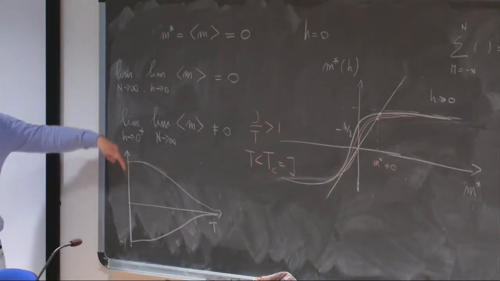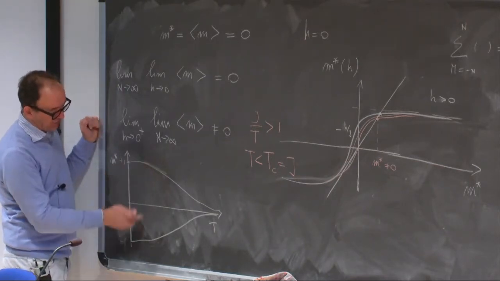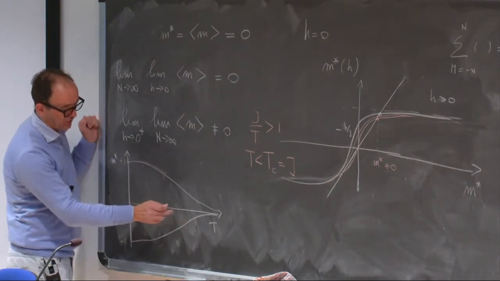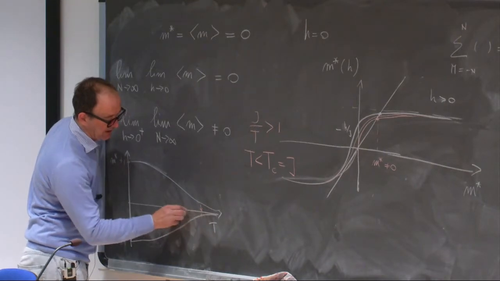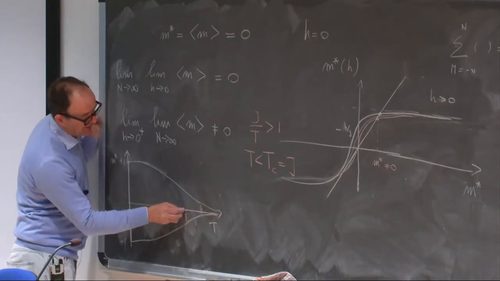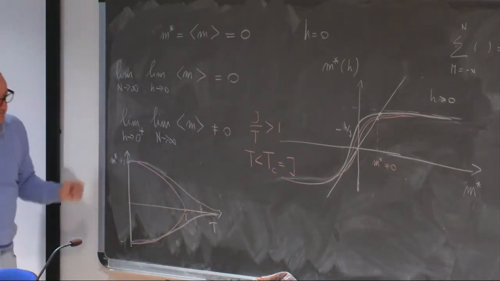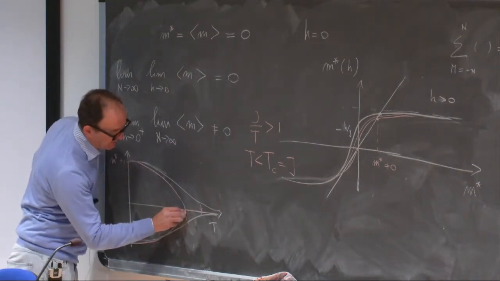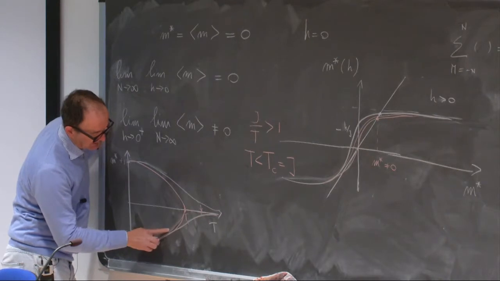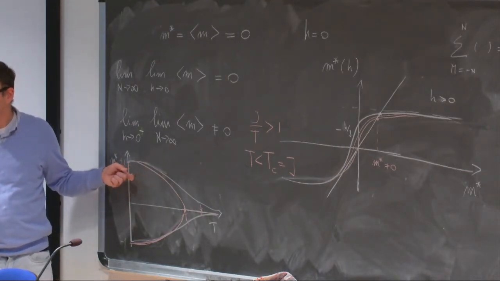But if you take the limit when h goes to 0, if you decrease h, then this branch will not converge to 0. So this will converge to 0 above a certain Tc. But the limit of this curve will not be 0. It will be something like this. Okay? And this is what comes out of solving that equation, taking the limit in this order. Okay.